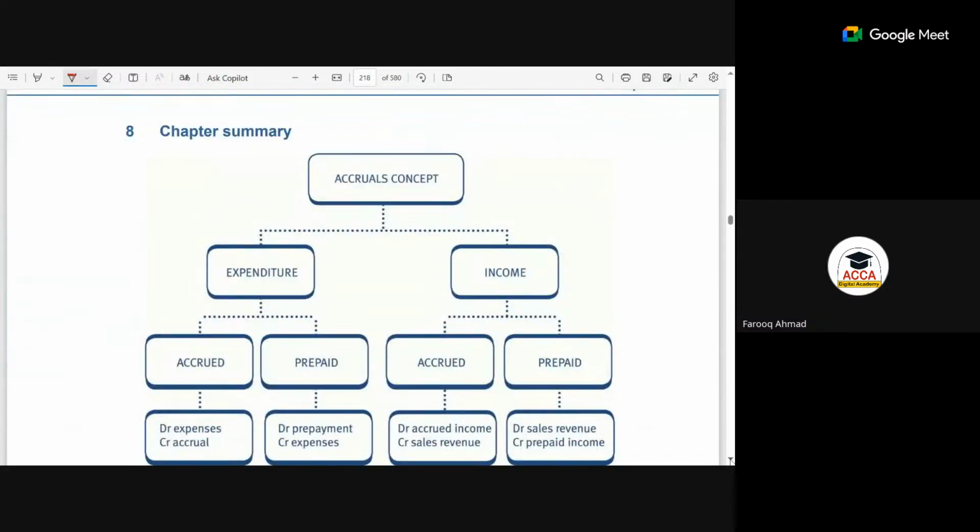This is all for chapter 9: the accrual concept, income and expenditure, how accrued and prepaid expenses are booked, and how the entries take place. So students, this is all for this chapter, and see you in the next chapter.